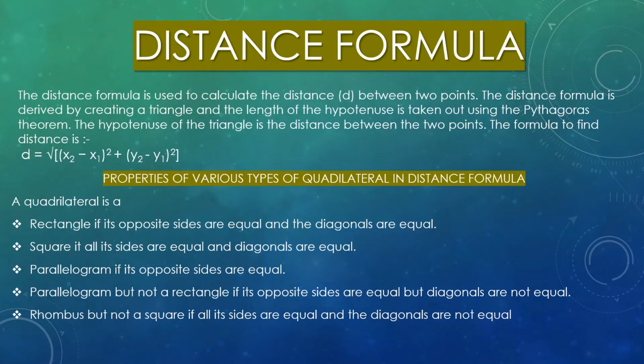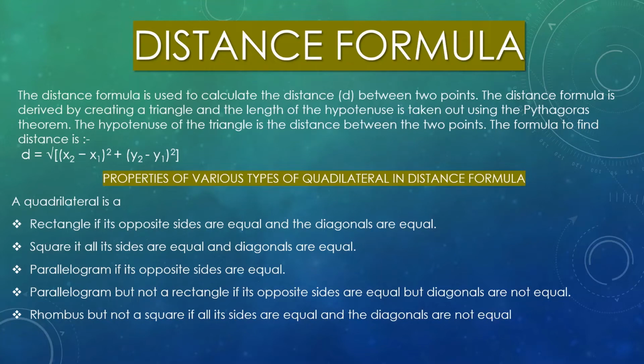Now we will see distance formula. So the distance formula is used to calculate the distance between 2 points. The distance formula is derived by creating a triangle and the length of the hypotenuse is taken out using the Pythagoras theorem. The hypotenuse of the triangle is the distance between the 2 points. The formula to find distance is d equals root under (x2 minus x1) whole square plus (y2 minus y1) whole square.